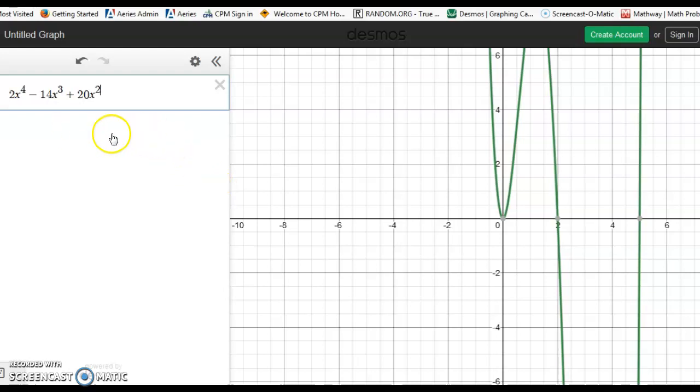So I want to point out right here, notice on this graph, it actually doesn't go through the point 0, 0. It kind of looks like it bounces off of 0, 0. But it does go through the point 2 and it does go through the point 5.